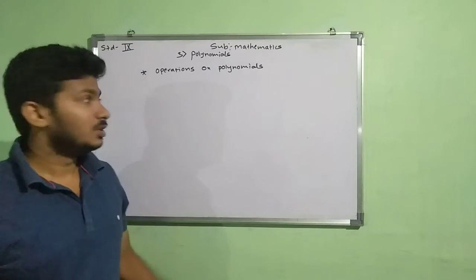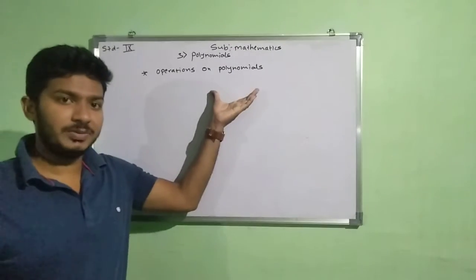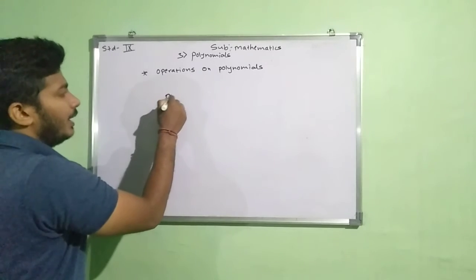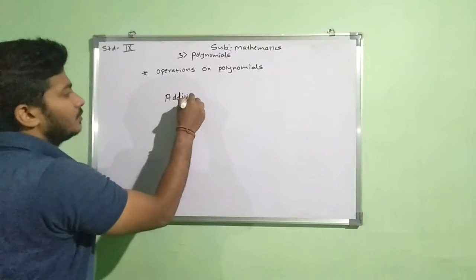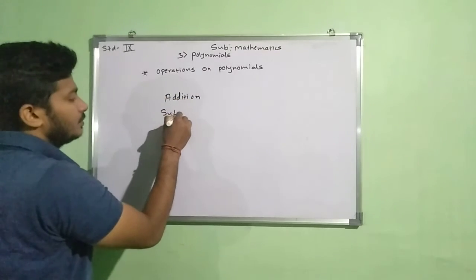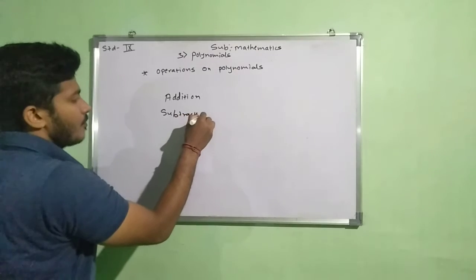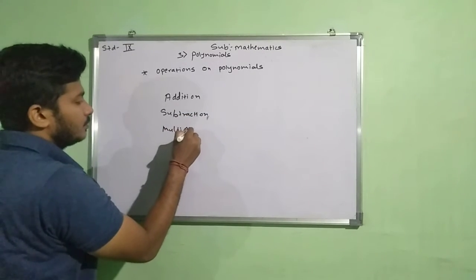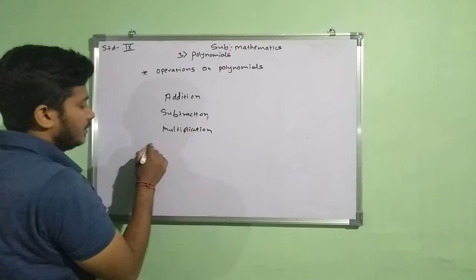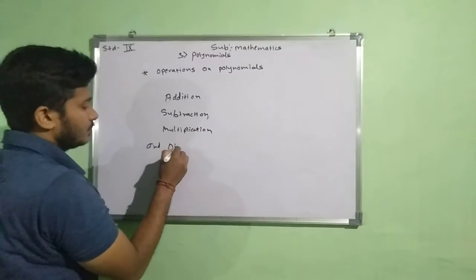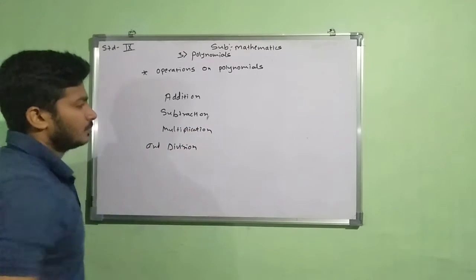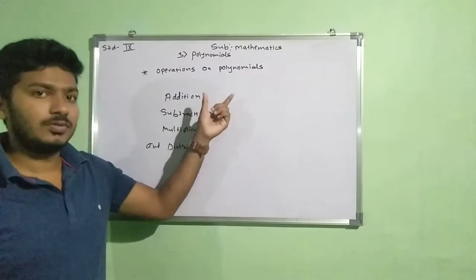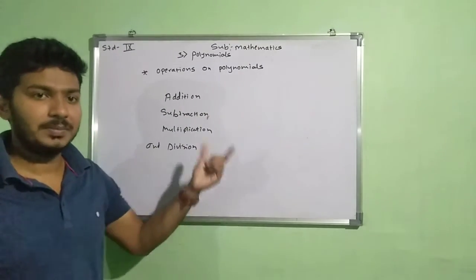Hello students, today we will see operations on polynomials. Operations on polynomials means we have to do addition, subtraction, multiplication and division. These are four operations that we will see one by one on the polynomials, by example.